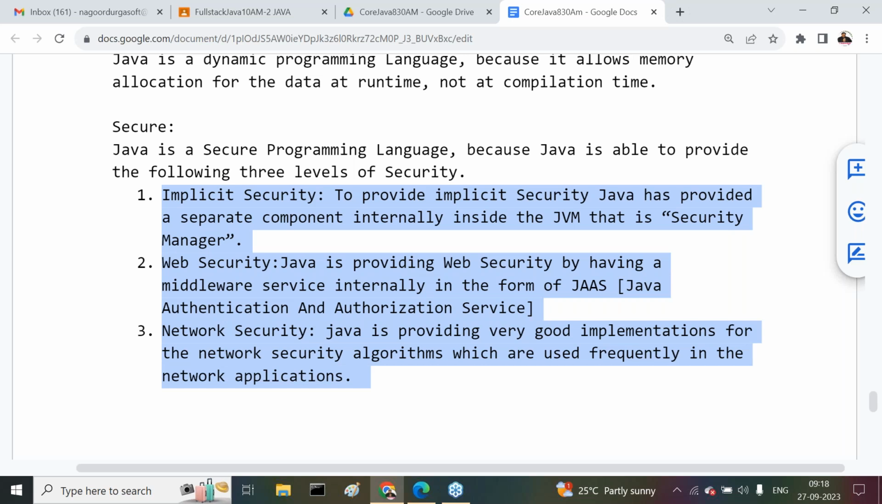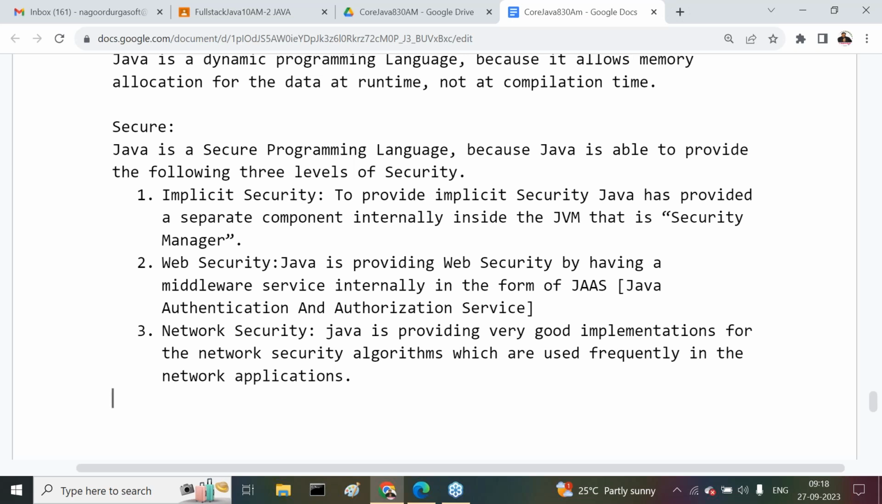Web security. Java provides web security through a middleware service internal to it, in the form of JAAS, the Java Authentication and Authorization Service. Network security. Java provides very good implementations of the network security algorithms which are used frequently in network applications and in Java applications.